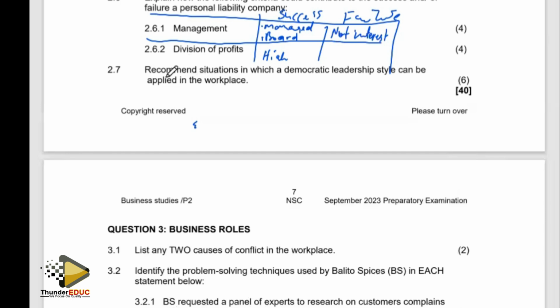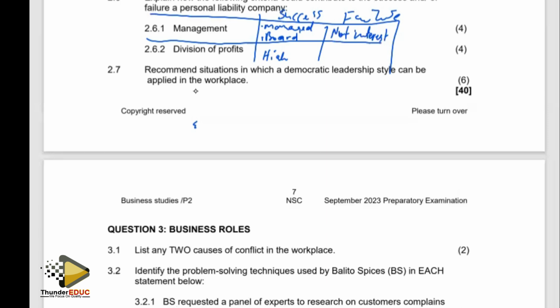So now 2.7, we have the recommendation in line with our democratic leadership style. Recommend situations in which the democratic leadership style can be applied in the workplace. With this kind of leadership style, leaders normally take into account group members that are skilled and eager to share their ideas. So now a leader does not have all the information needed to make a decision, and employees have valued information to contribute. In this regard, cooperation is needed between a leader and a team. So decisions need to be looked at from several perspectives. So small dynamic companies rely on innovative and creative ideas.